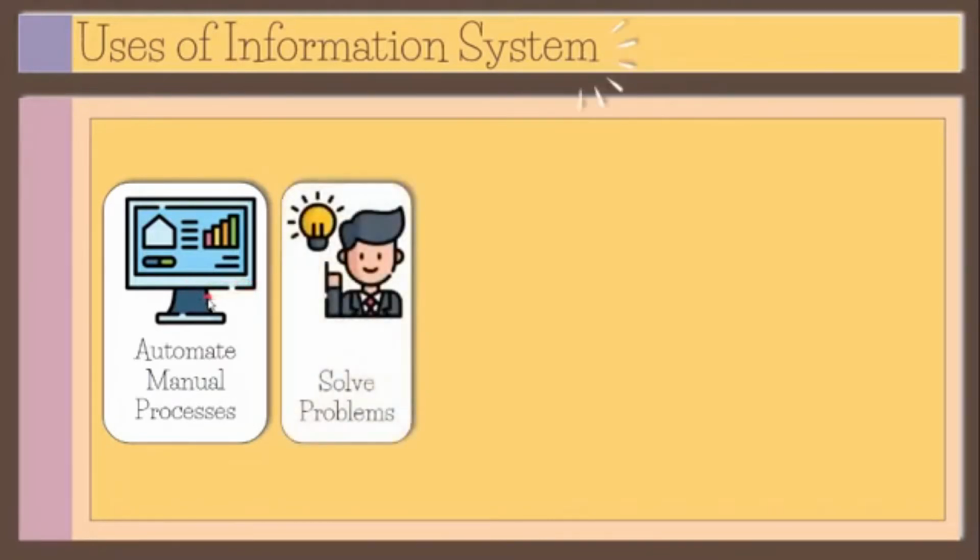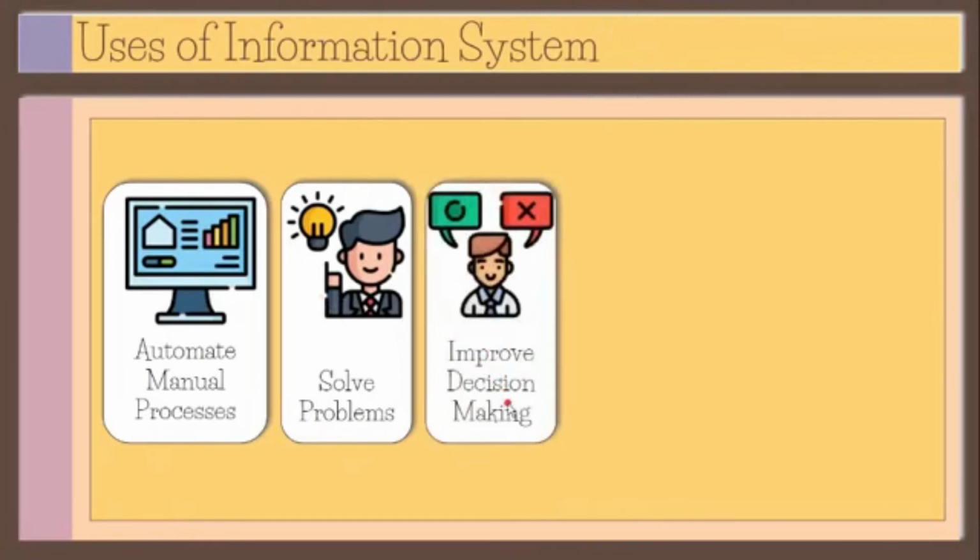It can help people do their jobs more efficiently and effectively. This allows businesses to provide better customer service and quality products. Also, when processes are automated, people can focus on other business operations, leading to more productivity. It is used to solve problems and can improve decision making.